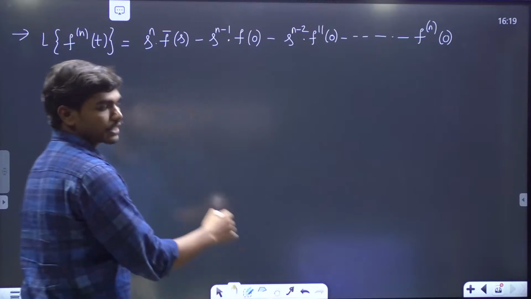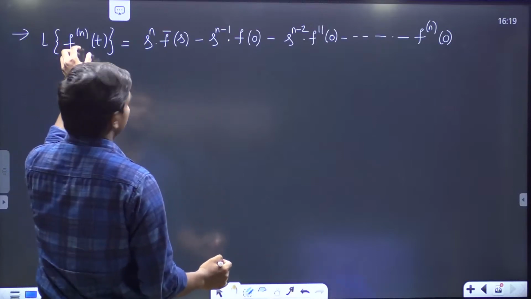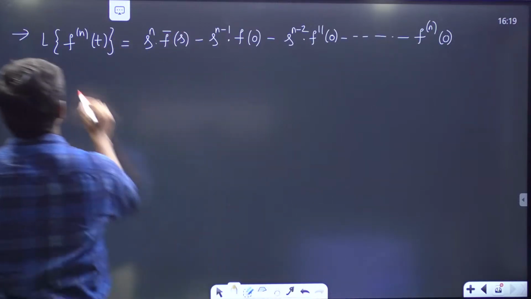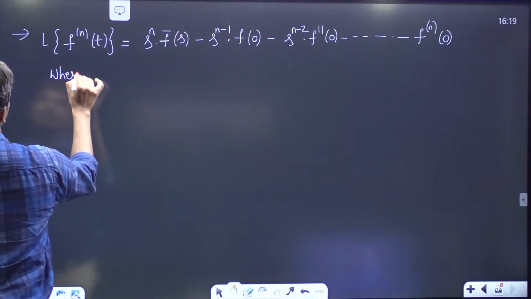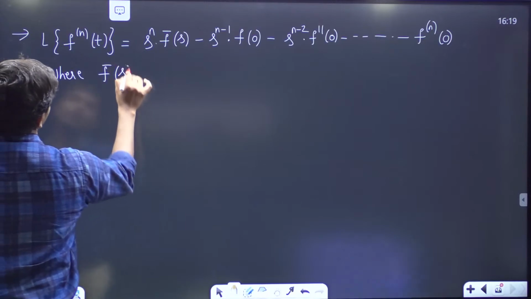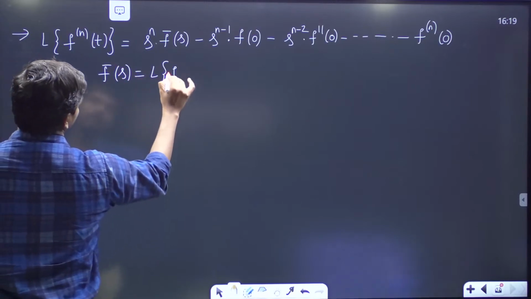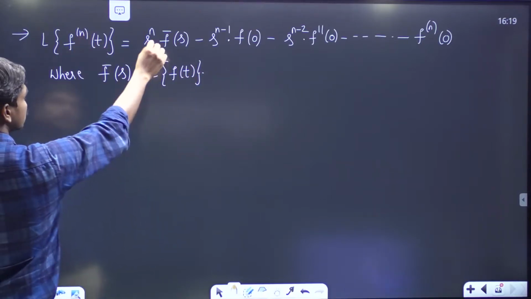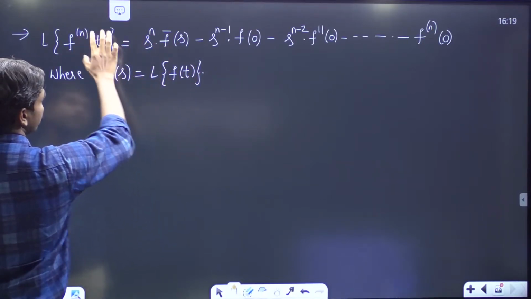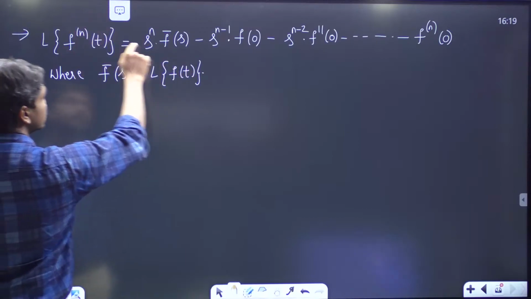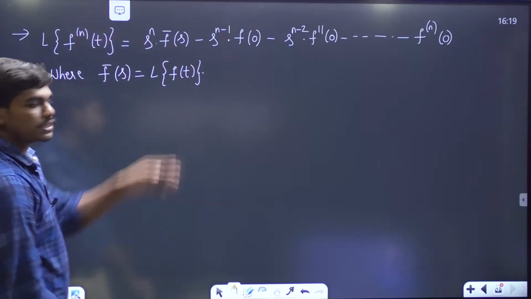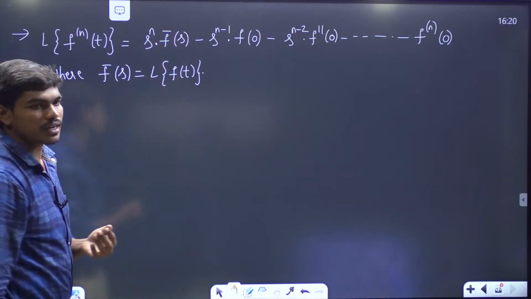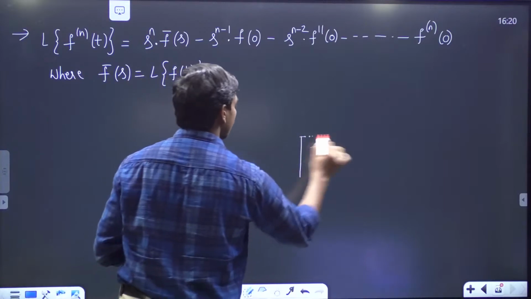Okay, and where you can see this f and this f bar is the Laplace transform of this f, where f bar of s is equal to Laplace of f of t. So if Laplace of this f of t is this, then the nth derivative of this function f of t is written in this format, where this is s power n into f bar of s minus and so on.